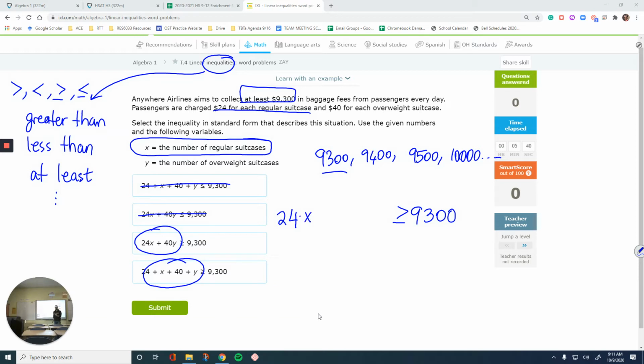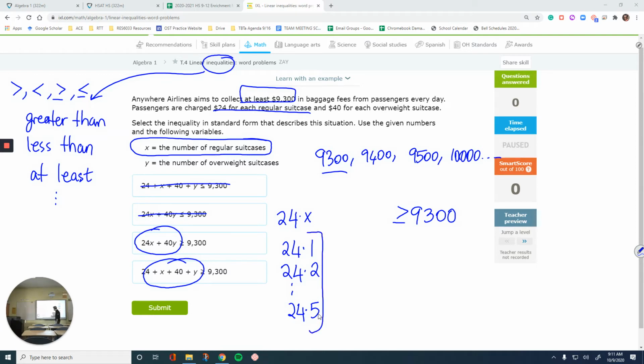If there's only one suitcase, it would be 24 times 1. If there are two regular suitcases, it would be 24 times 2. If there are 5 regular suitcases, it would be 24 times 5. But do we know how many of them we have? We do not. That's why instead of all these numbers that we can make up, we want to use a variable that could be any number. That's why it's supposed to be 24 times x. If you don't know what that number is, use a variable. That's for the suitcases.